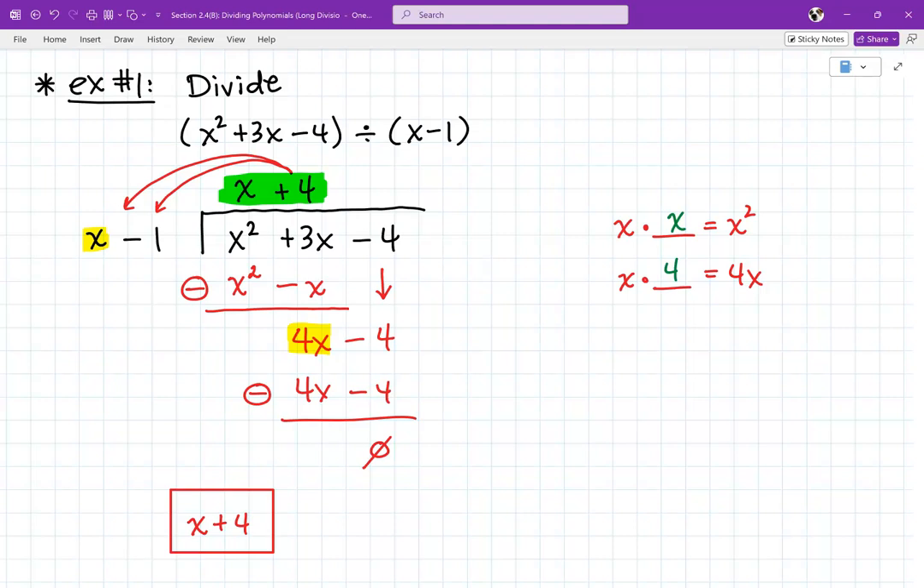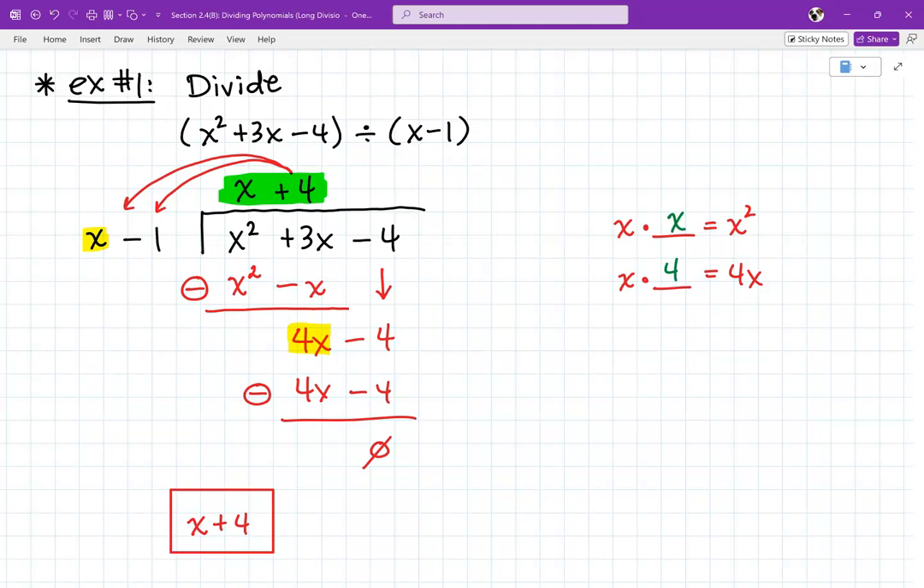And then I multiplied x times x and x times negative 1. That's how I got x squared minus x. Okay, then I subtracted. So when I subtracted, the x squareds canceled out. 3x minus a negative x becomes a 4x because you add two negatives, right? And then I dropped the minus 4.